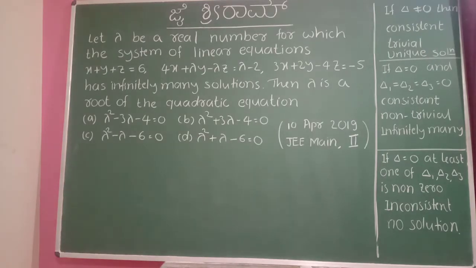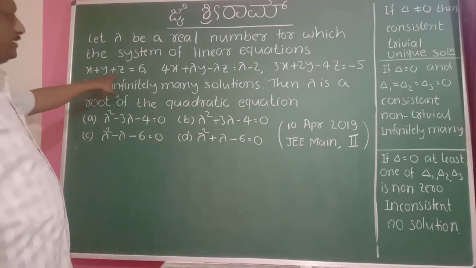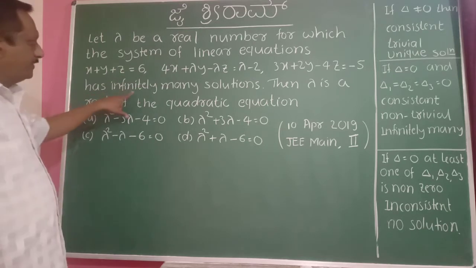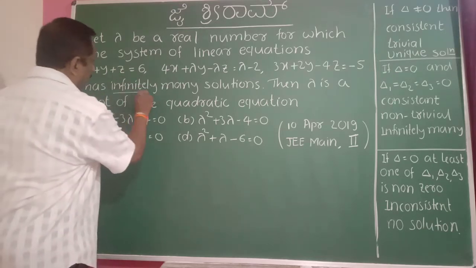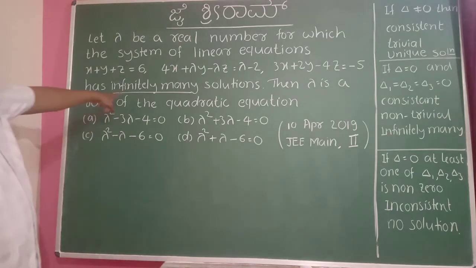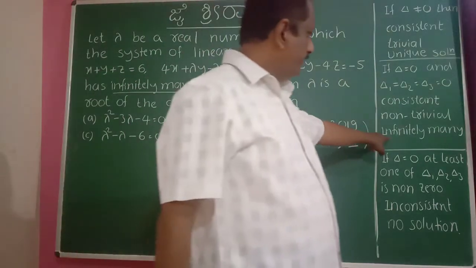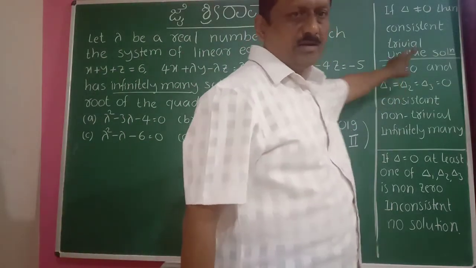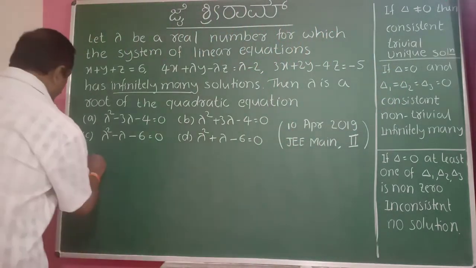Next question: let lambda be a real number for which the system of linear equations, three equations, has infinitely many solutions. Then lambda is a root of the quadratic equation. Again it has infinitely many solutions, so obviously delta is equal to 0.